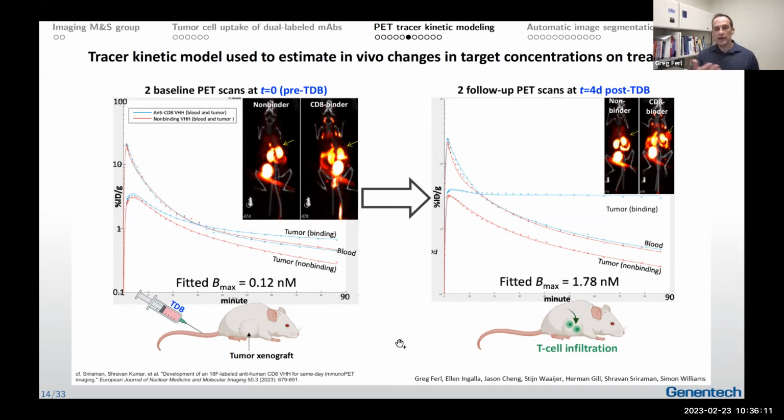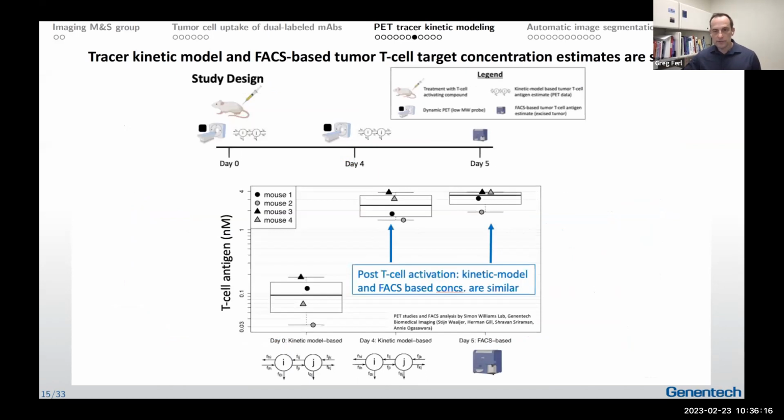So, okay, how do we know those values are accurate? What I've described so far is how we calculate the CD8 concentrations at T equals 0, which is prior to the administration of the T-cell dependent bispecific. This is that average here in 4 mice of about 0.1 nanomolar. And then 4 days later, we use the tracer kinetic model again, and we get this estimate here closer to 2 nanomolar.